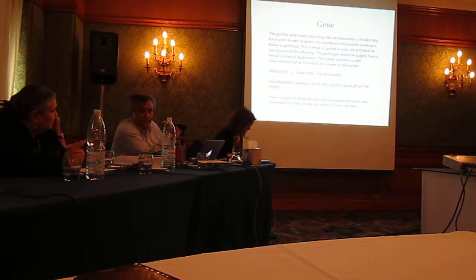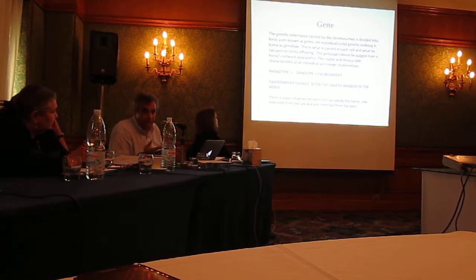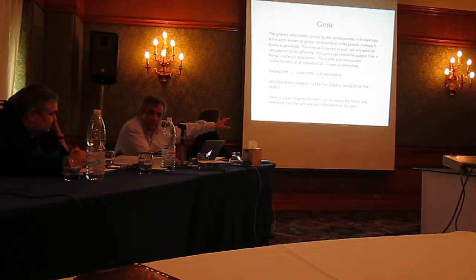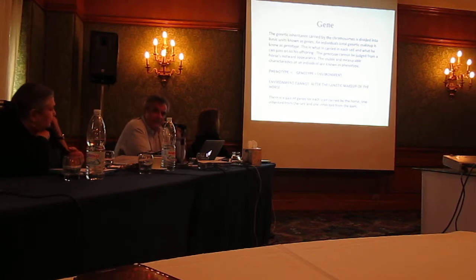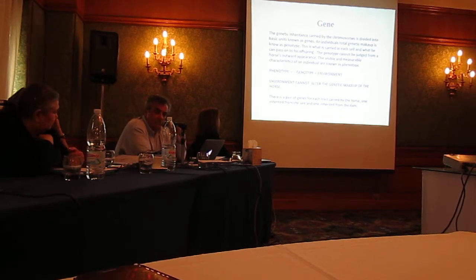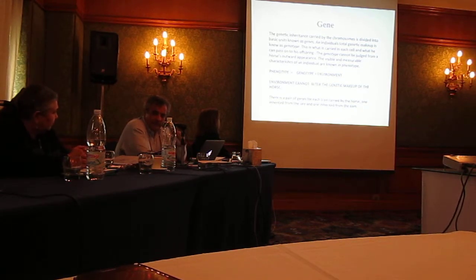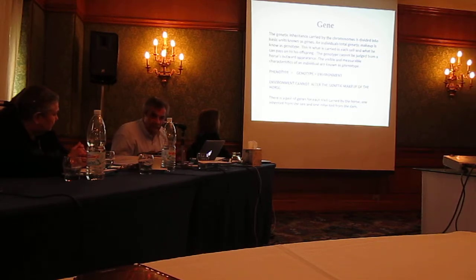The visible and measurable characteristics are called phenotype. This is just stuff you need to know. And the phenotype is genotype plus environment. So the environment plays a role. But the environment will not change the basic genetic makeup of an individual. What this means is the environment cannot affect the genetic potential of the individual.